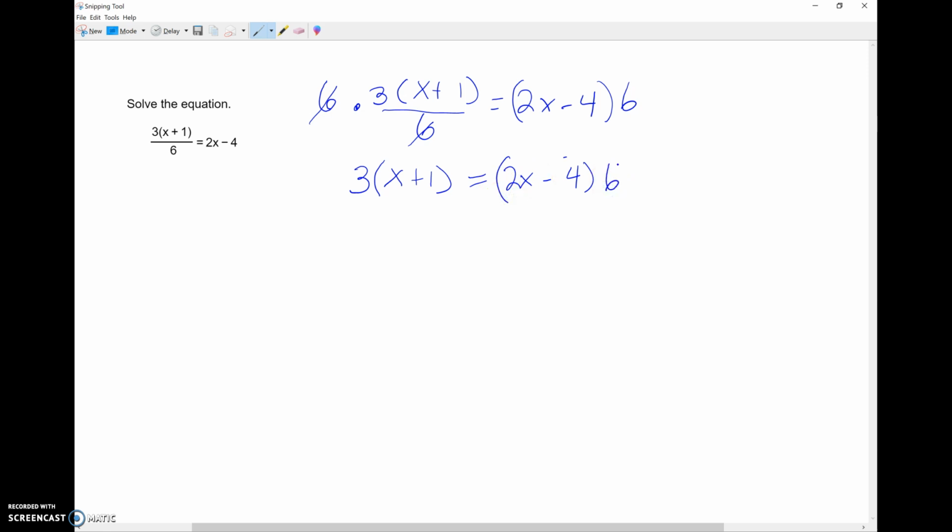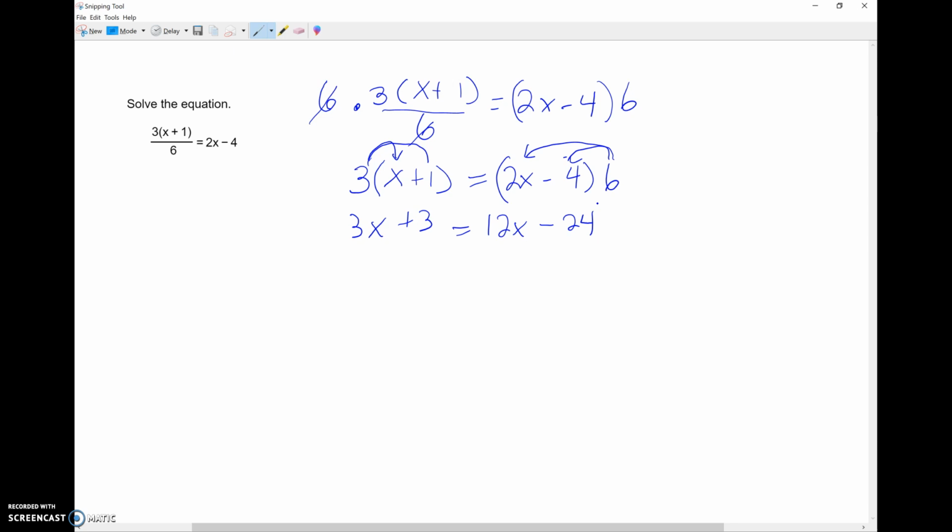So now that we don't have the 6 in the denominator, we can apply the distributive property since we have parentheses. So we have 3 times x, which gives us 3x, and 3 times 1, which gives us 3, equals 6 times 2x, which gives us a product of 12x, and 6 times negative 4, which gives us a product of negative 24.